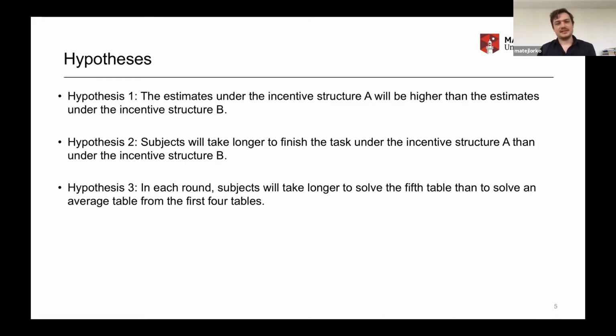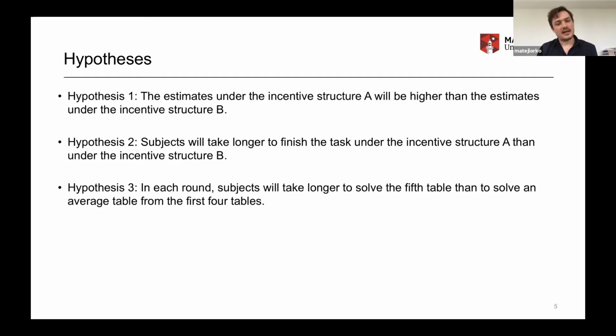The first hypothesis is that once the task is being performed under the incentive structure A, it will result in higher estimates than the incentive structure B, right? If it's only accuracy that counts, we expect the subject to make sure that they will get their estimate right. So inflate them a little bit. So basically tell us a little more that they need a little more time than they actually know they do.